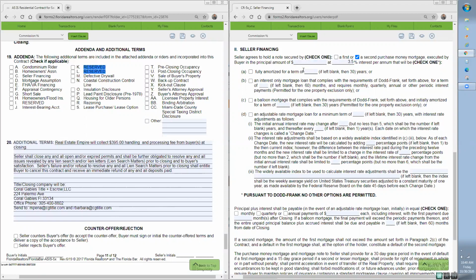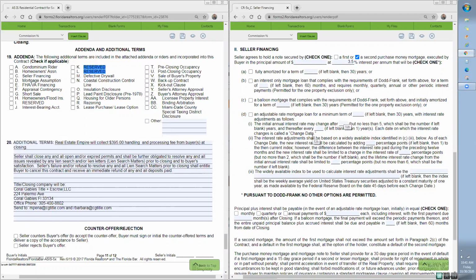Okay, and this is the way it's going to be. It's going to be a fully amortized loan for a term of 30 years, right? It's going to be an interest-only mortgage loan for a term of 15 years or 10 years or 5 years, depending on what they want. It's going to be a balloon mortgage for a term of blank years. It's going to be an adjustable rate mortgage for a term of blank years, right?